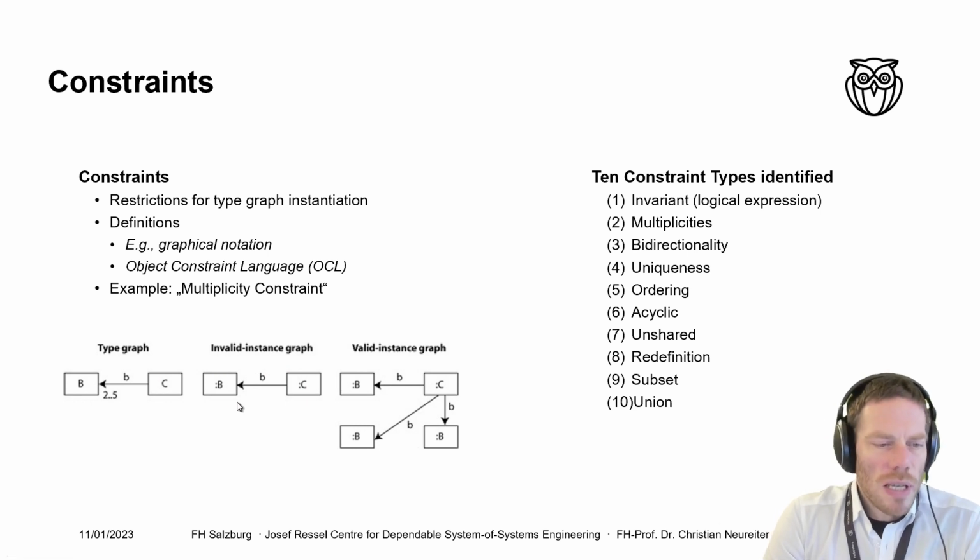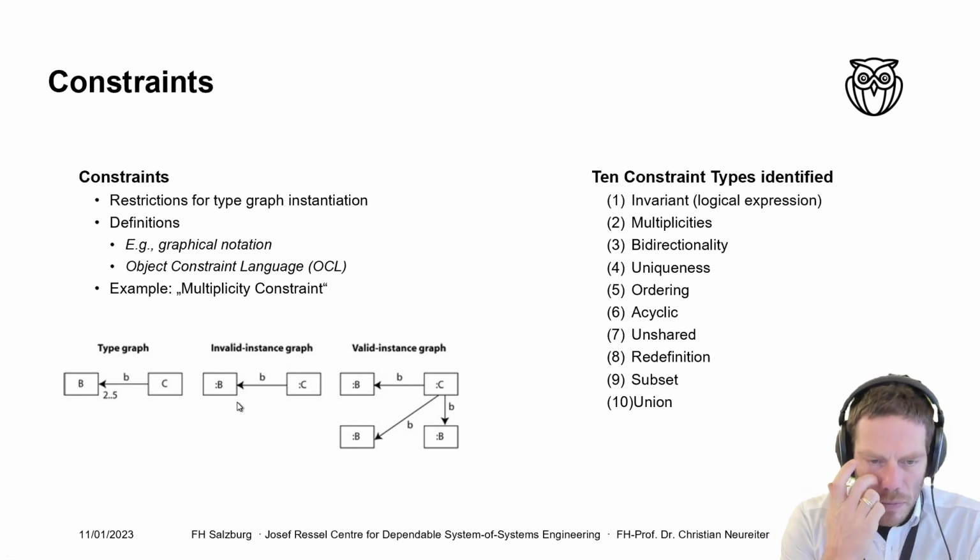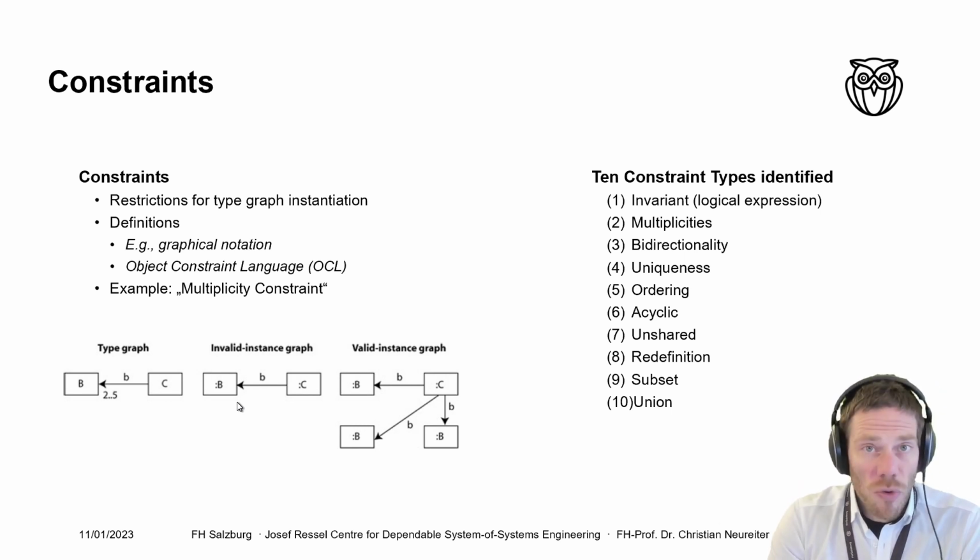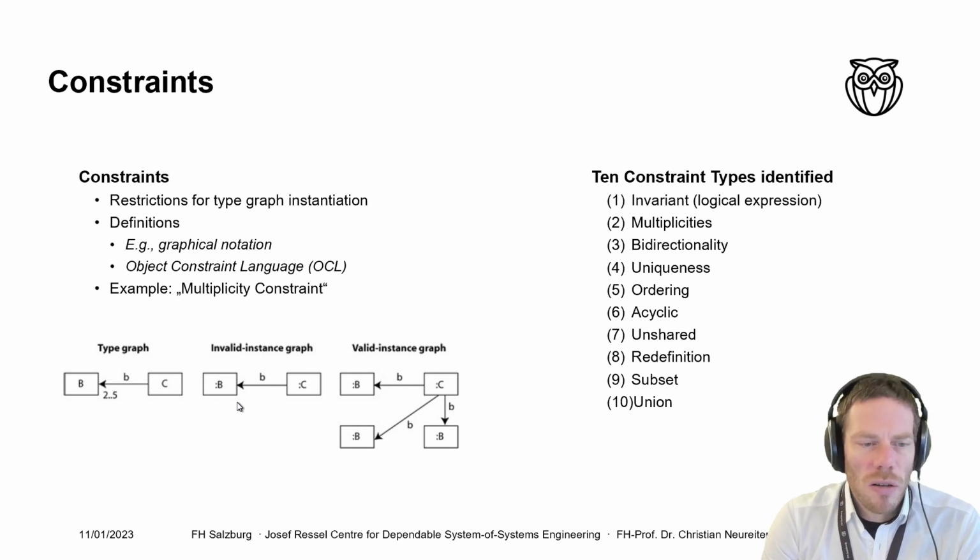So we already see that the existence of a type graph, which mainly reflects our abstract syntax model, together with some constraints, can guide the instantiation of a model that conforms to our meta model in a very brief way.